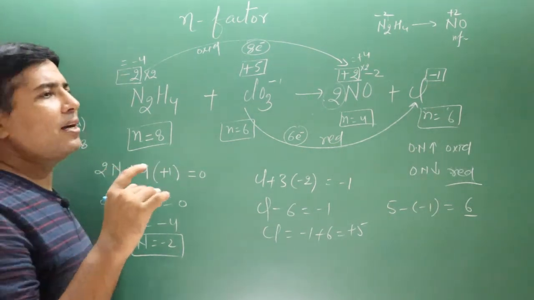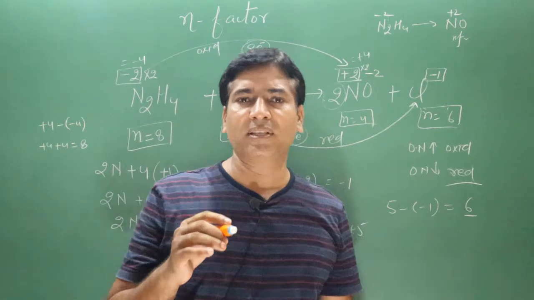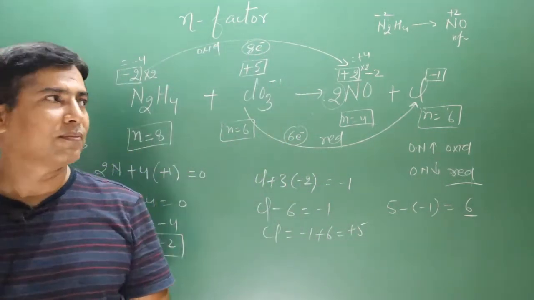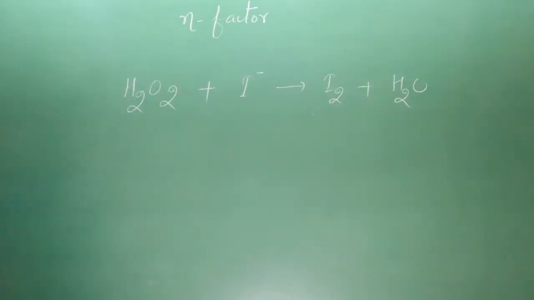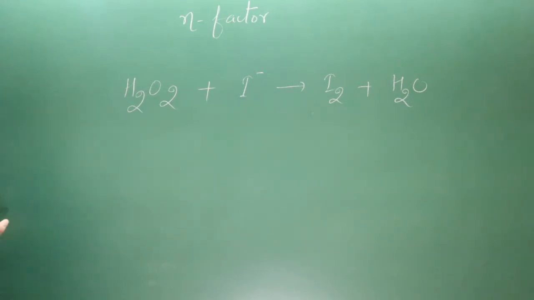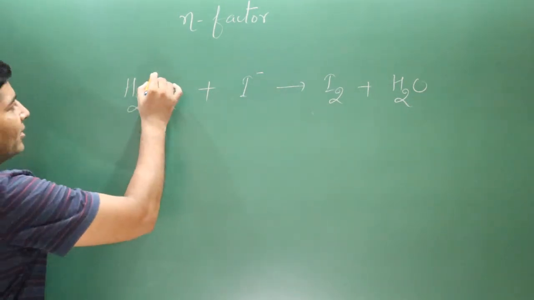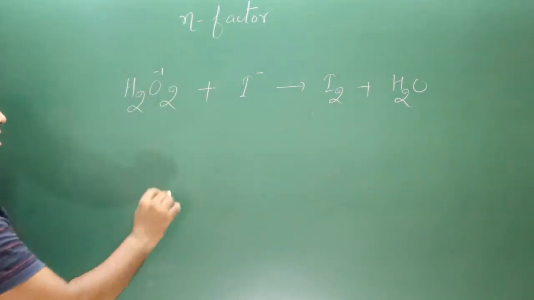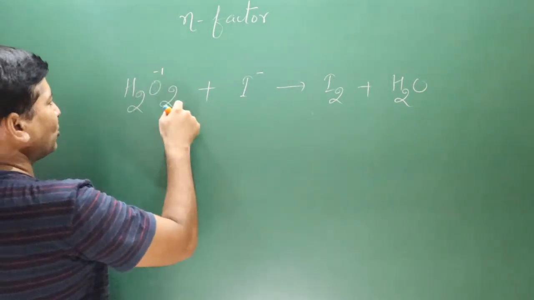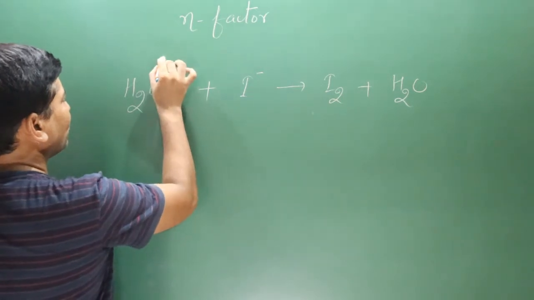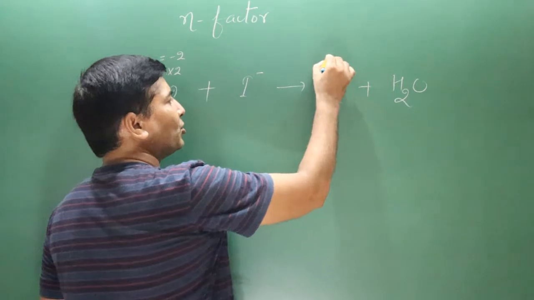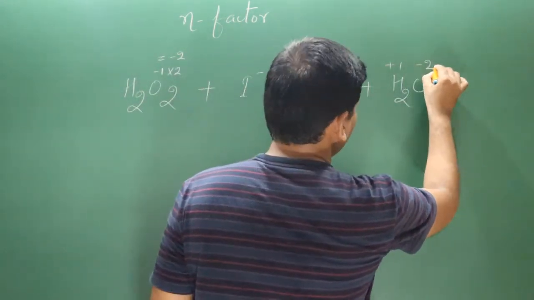Let me take the last example from intermolecular redox reaction to calculate n factor values. I have taken the last equation on the board. Let's write down the oxidation number of atoms on both sides of the equation. This is peroxide. In peroxide, oxygen always shows minus 1 oxidation number. One oxygen is minus 1, then 2 oxygen multiplied by 2 will show minus 2 oxidation number. Monoatomic ion, it is a neutral molecule. Hydrogen is plus 1, oxygen is minus 2.